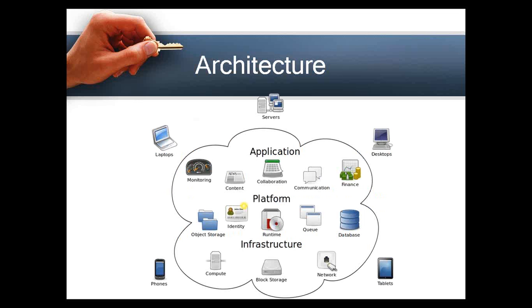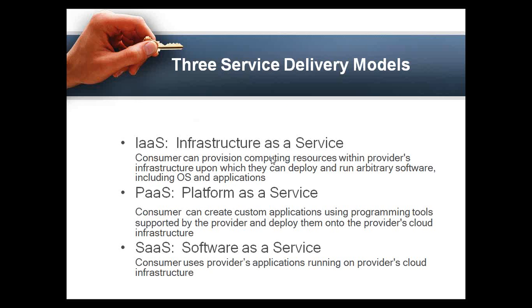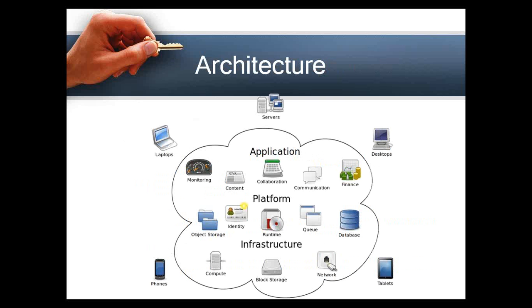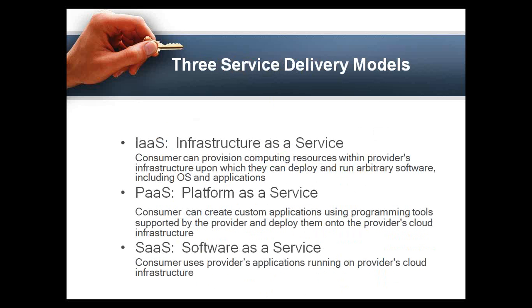Next is the architecture of the cloud. In the cloud, we have three service delivery models, which are infrastructure as a service, platform as a service, and software as a service. What does it mean? We'll read the simple definition of these. For example, infrastructure as a service: the consumer can provision computing resources within the provider's infrastructure upon which they can deploy and run arbitrary software including OS and application.